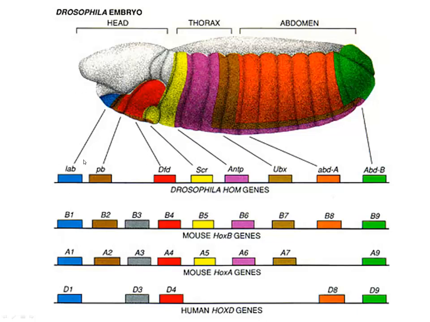We can see that labial, the most 5', is the most anterior. Abdominal B, the most 3' on the chromosome, is the most posterior. And as we look at mouse homeotic genes and even human homeotic genes, we can see that same chromosomal pattern is going to be re-expressed in positional information in the body plan of the organism.